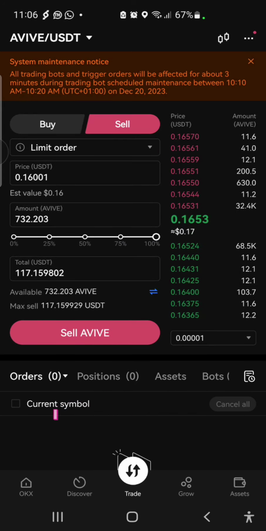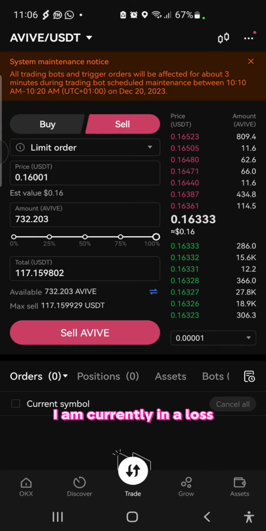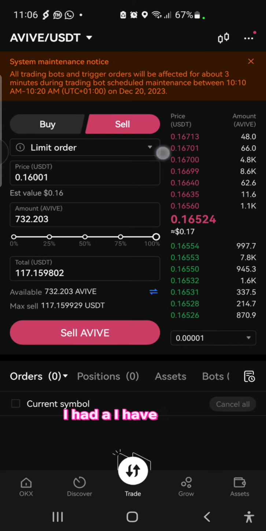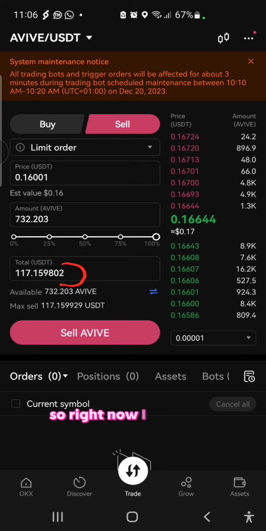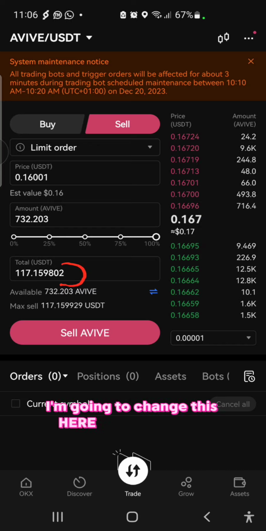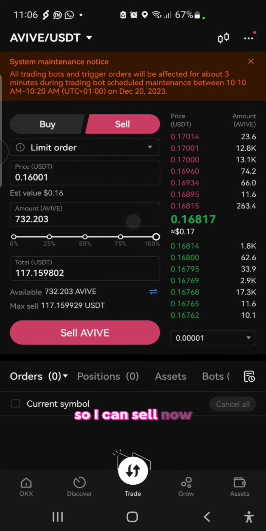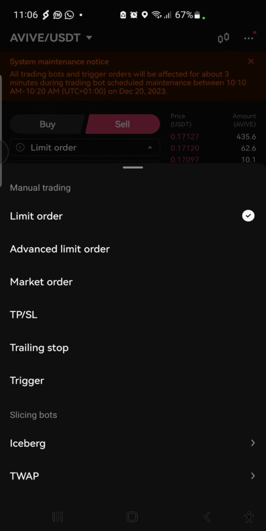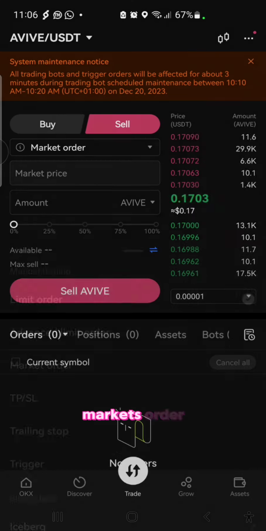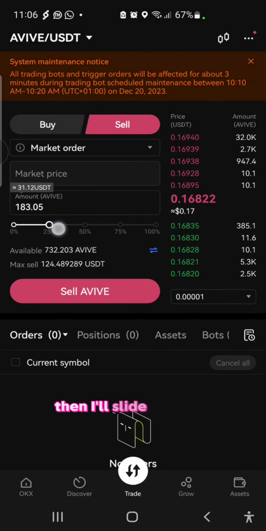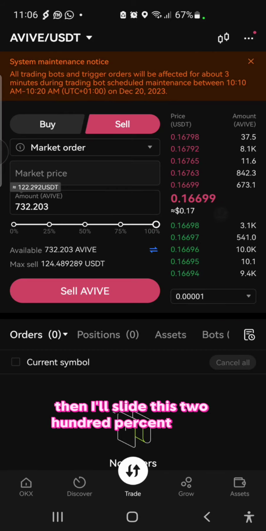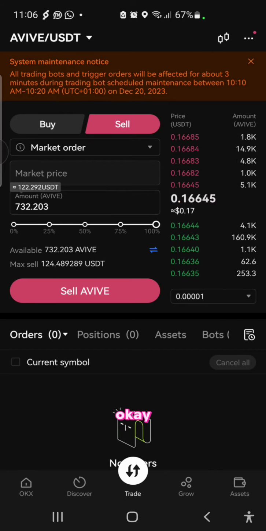So I am currently in a loss. I had $133 before, so right now I have $117. Okay, so I'm going to change this here now to market, so I can sell now. I'll switch to market. Okay, market order. Then I'll slide this to 100% again. Okay, then I'll click on sell Avive.